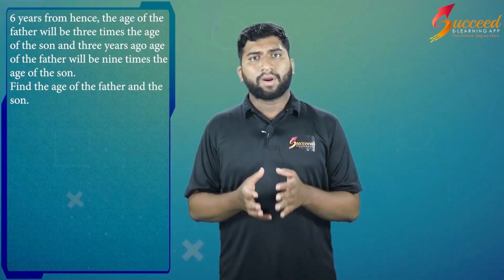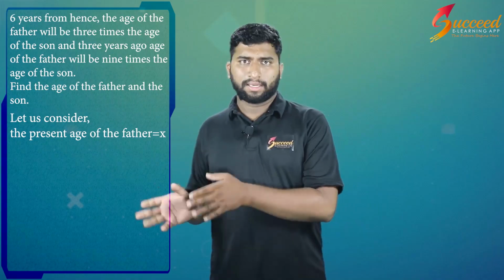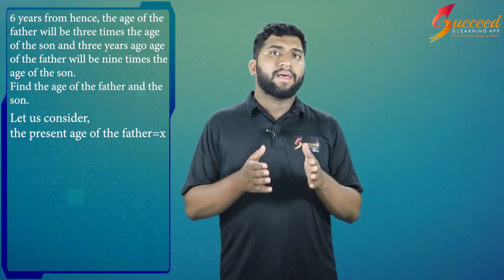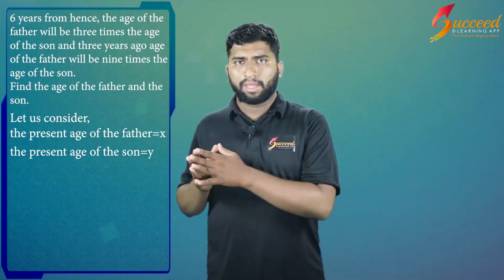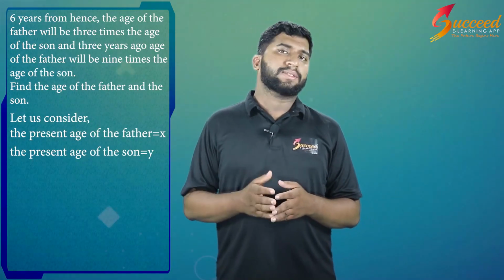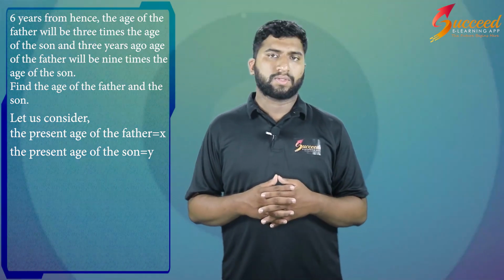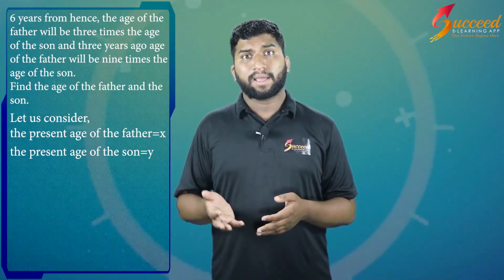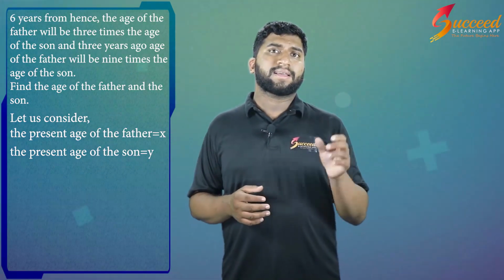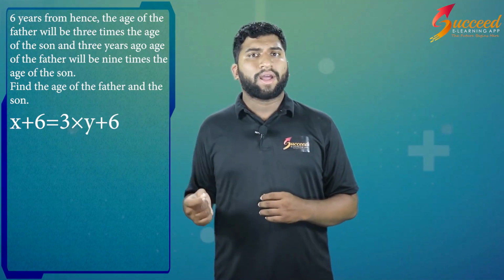For that reason, what we shall do is, let us consider the present age of the father be x. Similarly, the present age of the son be y. So present age of the father is x and the present age of the son is y. So what we need to do here, we have to form a linear equation. So what they are telling, after 6 years the age of the father is 3 times the age of the son. So we can write it as x plus 6 is equal to 3 into y plus 6.